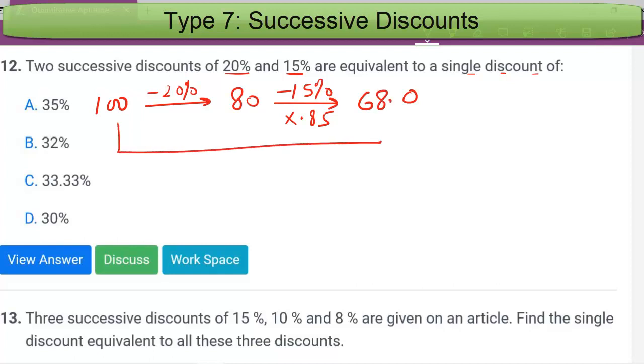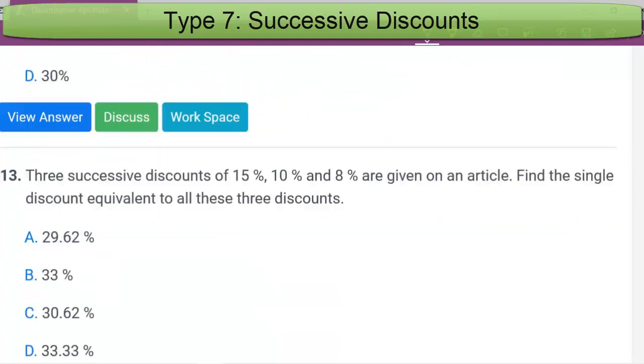So the same has been asked, what is the equivalent to this? So after two successive discounts of 20% and 15%, you can directly subtract this value from the 100 and it will come out to be 32. So since we have taken the value as 100, it will be the percentage discount. So 32% is the answer. So answer B. So let's take one more question of this type.